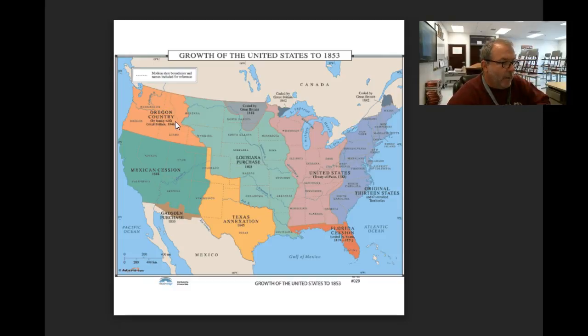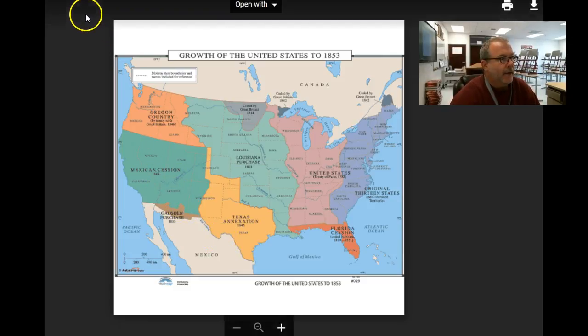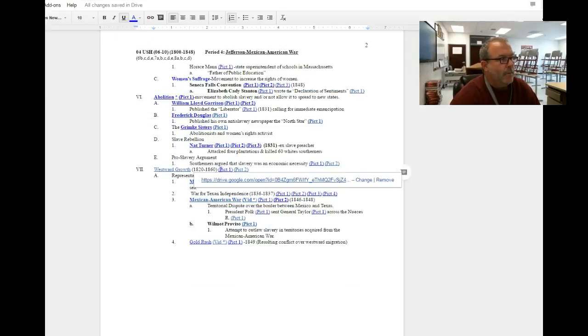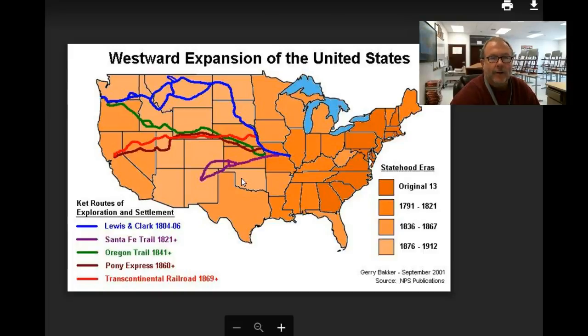And then also in 1846, the United States got into a war with Mexico over a boundary dispute in the southern part of Texas. Eventually, the United States acquired all of Mexico. So that's what this map shows. And that's an explanation of westward growth across the United States.